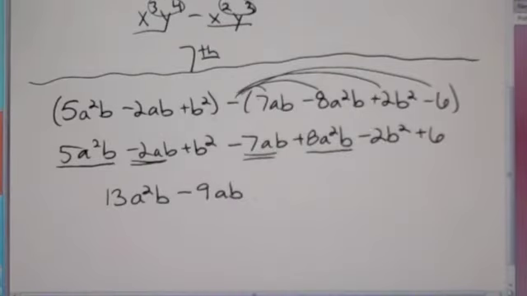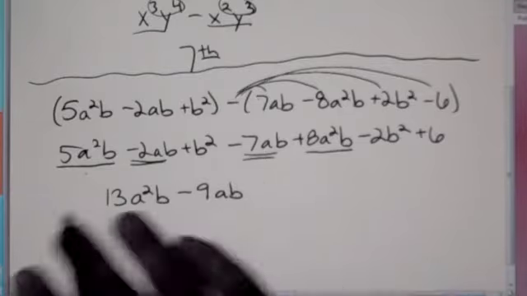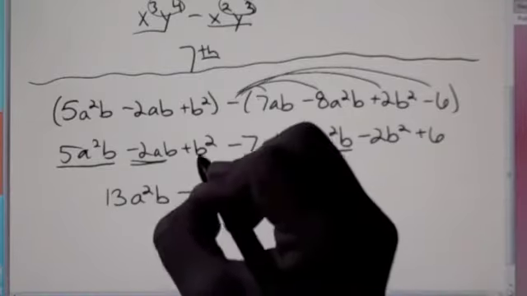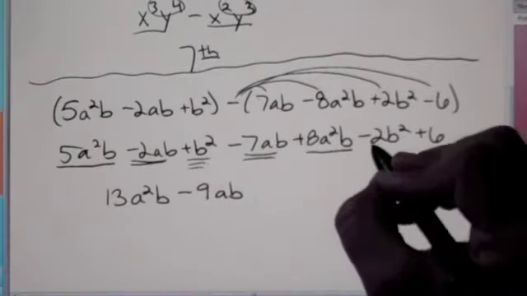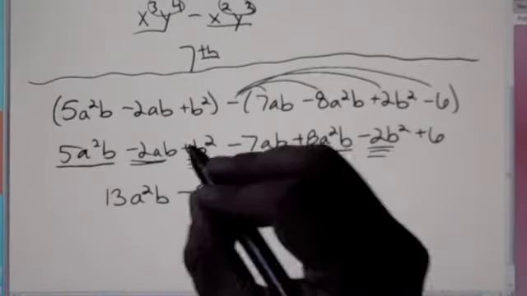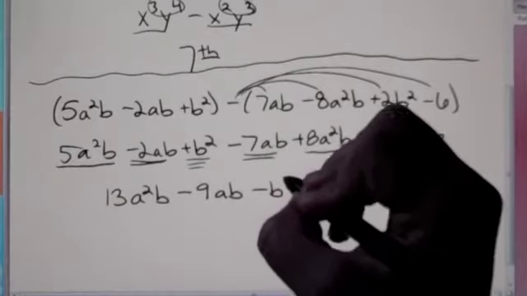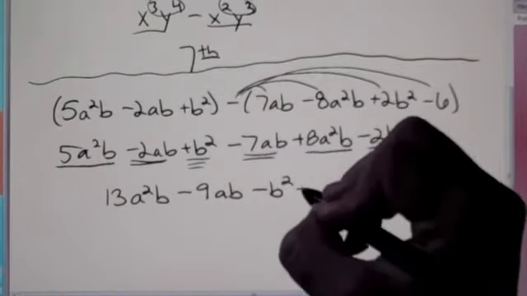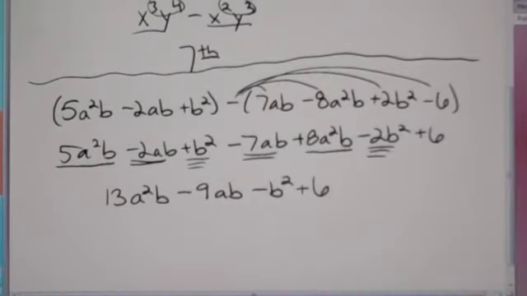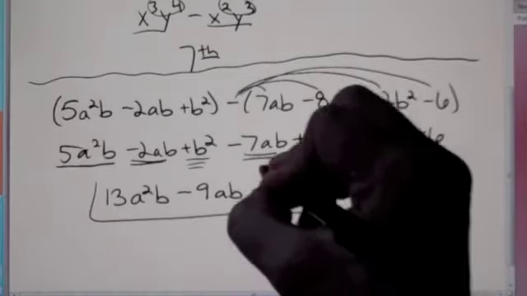When you're adding and subtracting the terms, don't change exponents. When you add and subtract like terms, you don't change exponents. And lastly, we have b squared minus 2b squared. So 1 minus 2 is negative b squared. And that plus 6 doesn't combine with anything, so we just bring it down. So this would be our final answer.